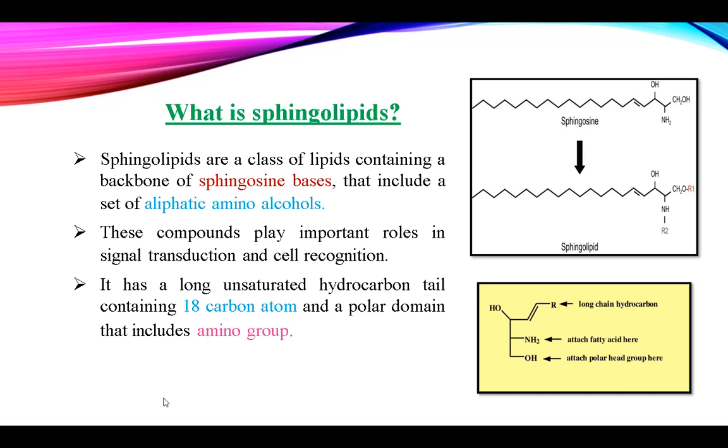In the second diagram, R is the long chain hydrocarbon having the unsaturation. NH2, that is the amino group, can attach to any fatty acid through the formation of a linkage. The OH group can attach a polar head group, which is hydrophilic in nature.